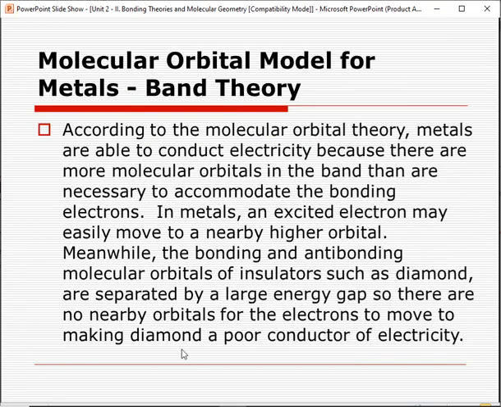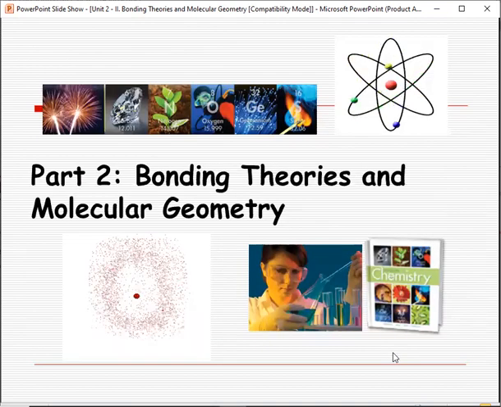So, that is why ang diamond dili siya ginagamit, though metal siya, dili siya or metallic siya, but dili siya ginagamit for electricity because it is a poor conductor. So that is all for the part 2, the bonding theories and molecular geometry of the unit 2 chemical bonding.